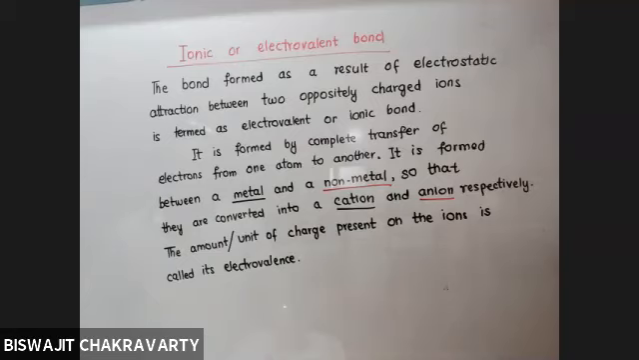There is a representation given by a scientist called Lewis, which is called Lewis dot structure, where only the outermost shell electrons are denoted by dots.